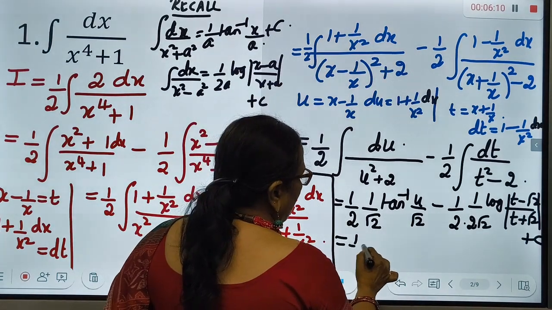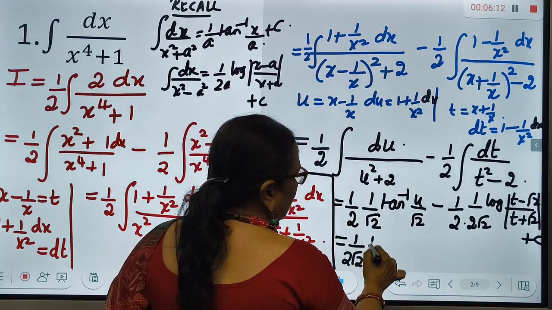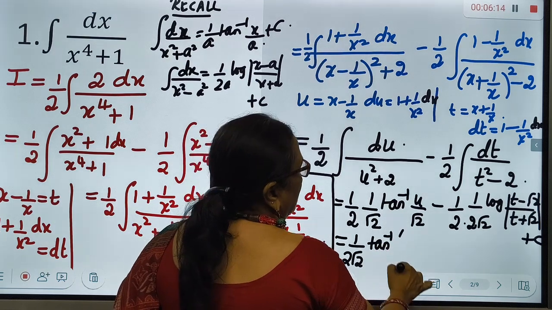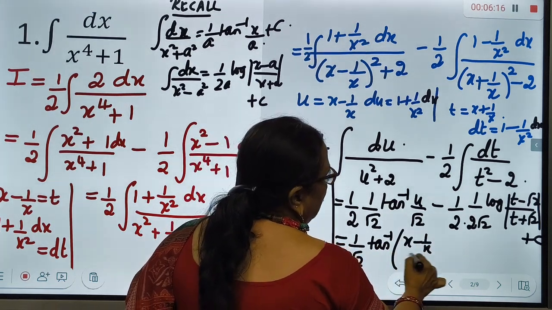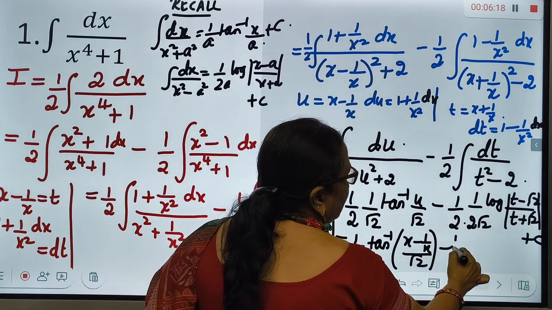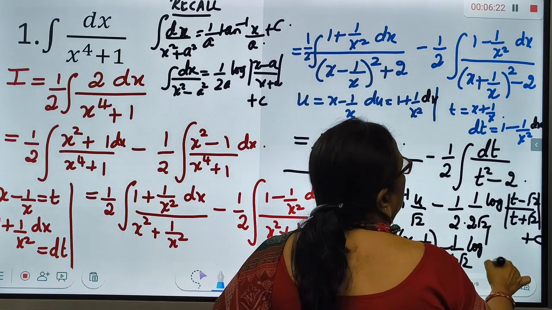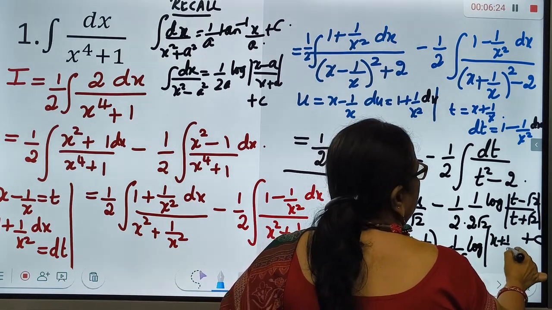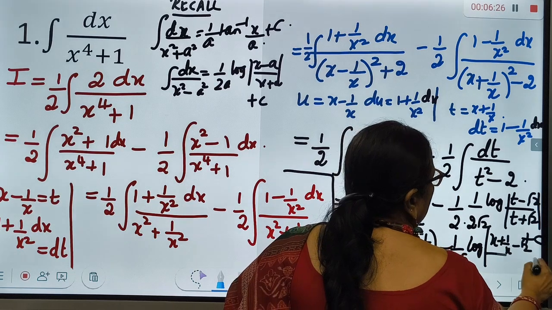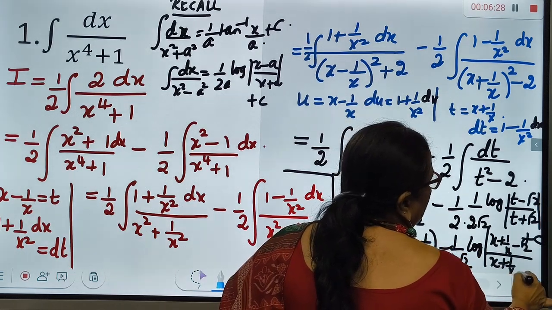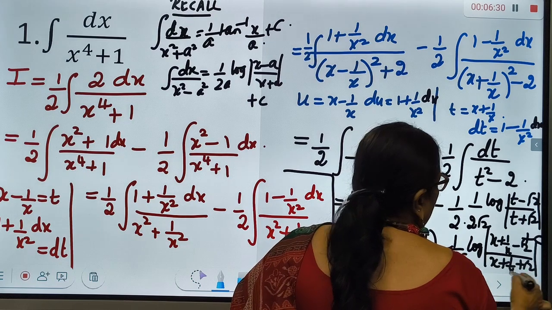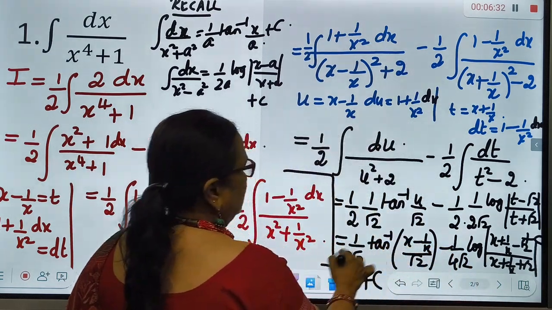This will be 1 by 2 root 2 tan inverse x minus 1 by x by root 2, minus 1 by 4 root 2 log mod x plus 1 by x minus root 2 by x plus 1 by x plus root 2, plus c.